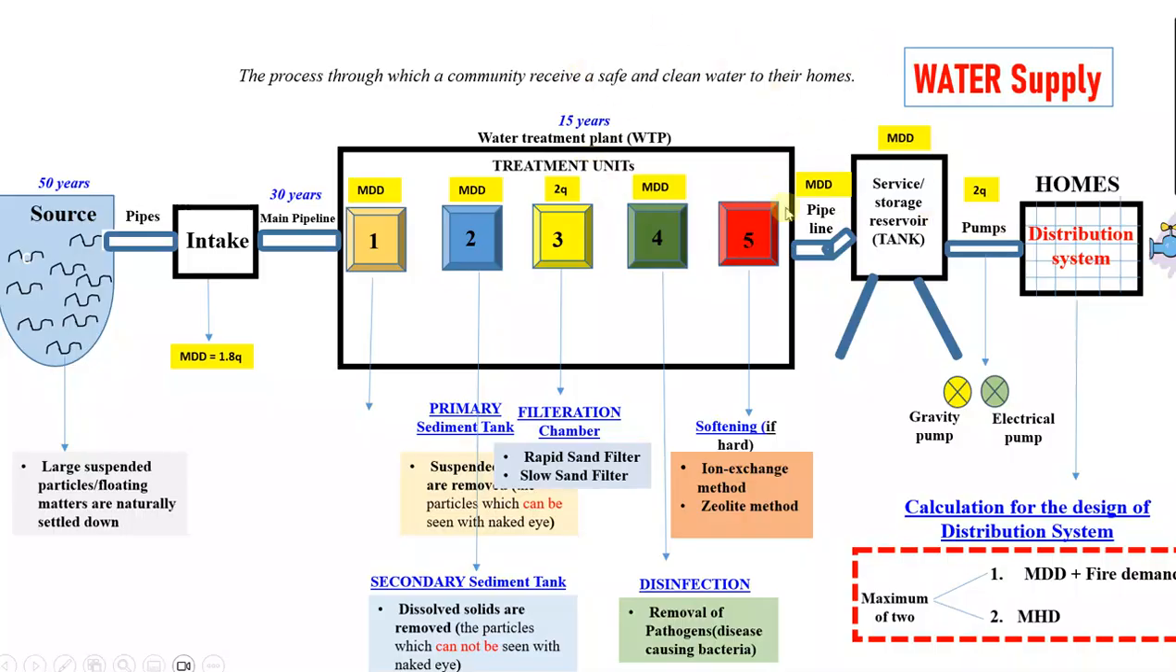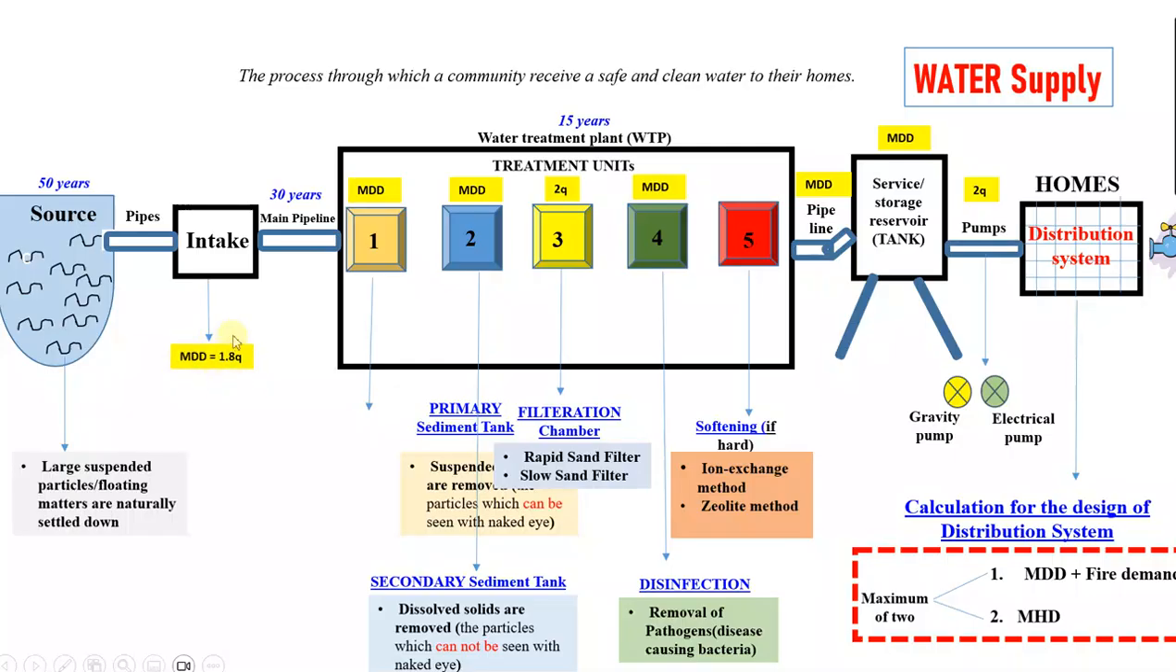Here we have a full diagram of a water supply scheme. If any public health engineer or water supply designer designs any water supply scheme, he keeps these things in mind: any water supply scheme is designed for a life of at least 30 to 50 years. First of all, we select the source, then we install the pipe network, then water is collected and stored in an intake. Here, MDD is equal to 1.8 Q.